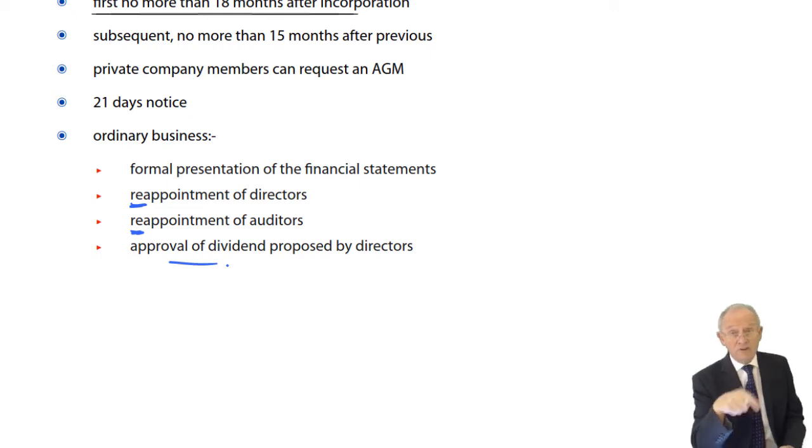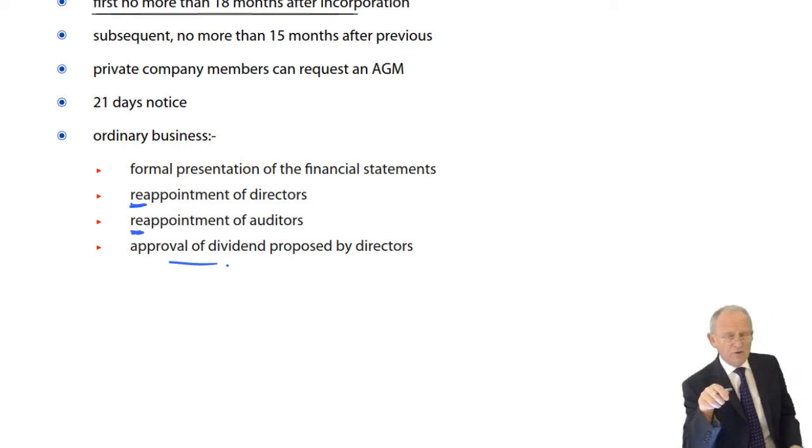So the members can discuss and reduce the level of the proposed dividend that the directors have proposed. What they can't do is increase it. They can't turn to the directors and say, why have we made all these distributable profits? Why have we got all these retained earnings? Why do we not have a bigger dividend? We want 2.4 cents per share. They're not allowed to do that at an annual general meeting.